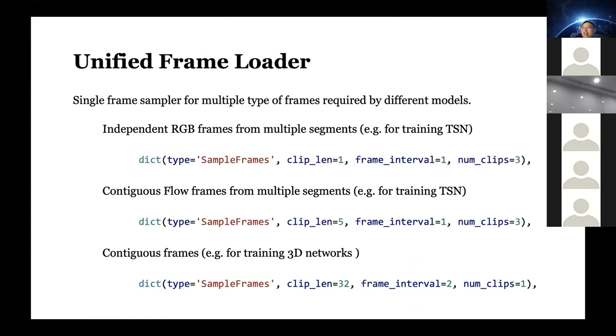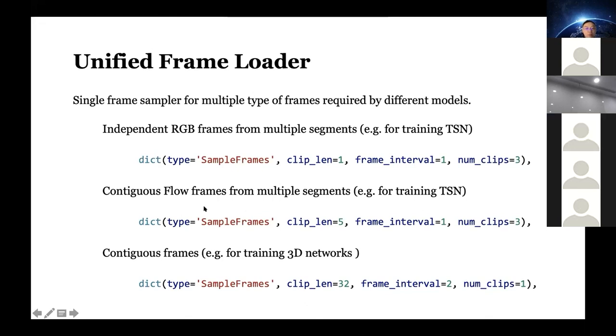Yeah. And there's another very important feature which I think is worth mentioning. It's called a unified frame loader. When you process a video, you have to load the frames and then process them, and then you form the input to the neural network. But different methods want to process the frames in a number of different ways. Fortunately, in the MMAction toolbox, we provide all the different ways for you to process the video frames. And here we have independent RGB frames for multiple segments. All you need to do is set the clip length to be one. So you extract one clip for each interval, and you extract a number of clips, say three clips.